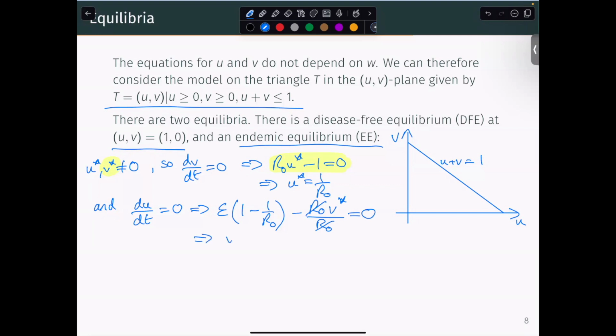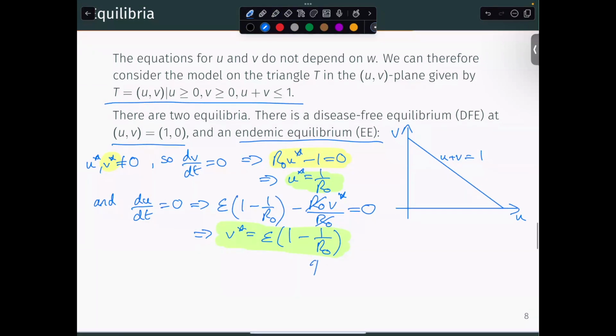So we can rearrange this and we get V star is equal to epsilon times 1 minus 1 over R naught. So these two equations here give us our non-trivial equilibrium. Note that these don't sum to 1. There's also our value of W, our proportion of the population that is recovered. So we can work this out just by looking at U plus V plus W must equal 1. So our endemic equilibrium is therefore U star is 1 over R naught, V star is epsilon times 1 minus 1 over R naught.